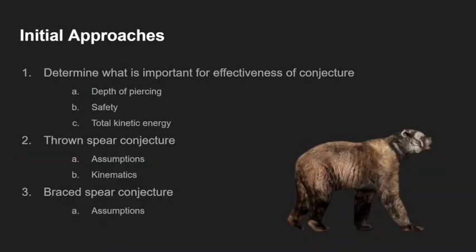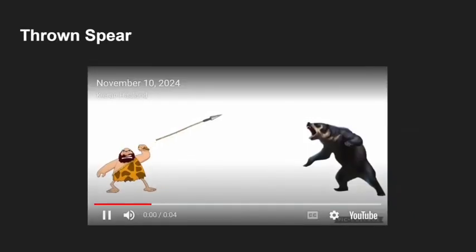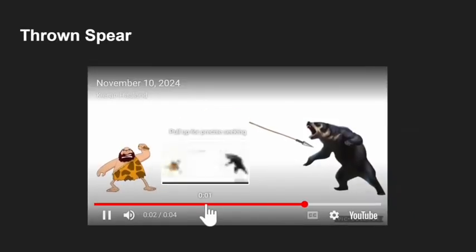So our initial approaches included that we determined depth of piercing, safety, and total kinetic energy were important for the effectiveness of each conjecture. For our thrown spear, we had to make some assumptions as well as using kinematics to determine what was useful. And for our braced spear, we mainly relied on assumptions to get started. So first we'll go over the thrown spear conjecture as seen here.